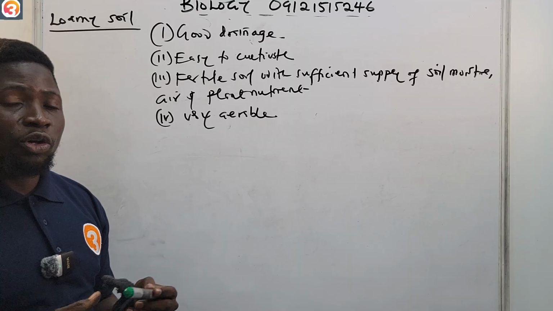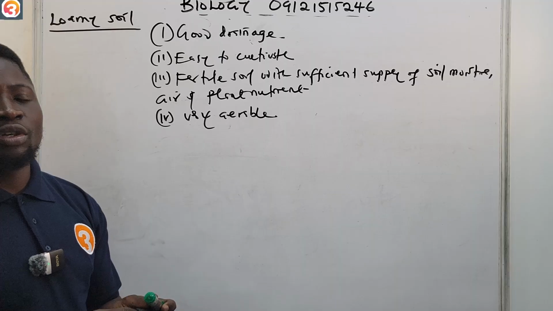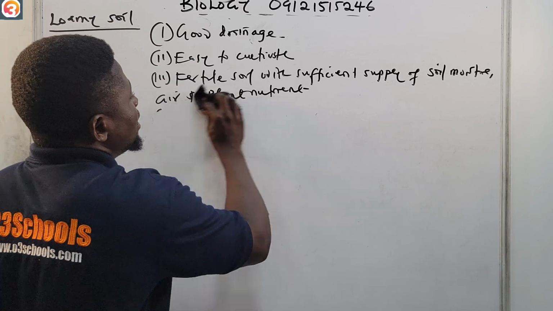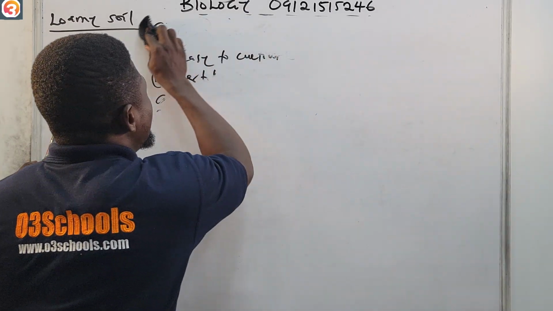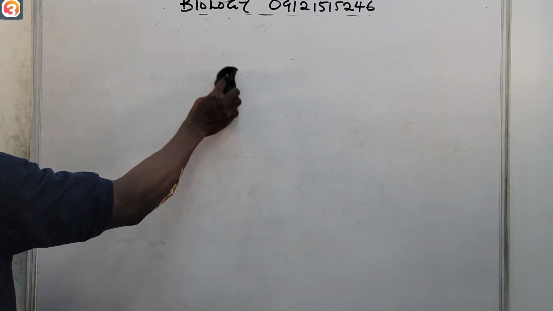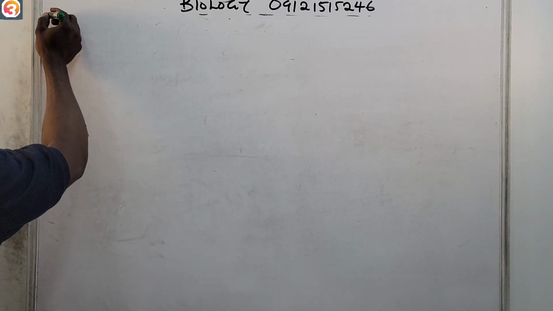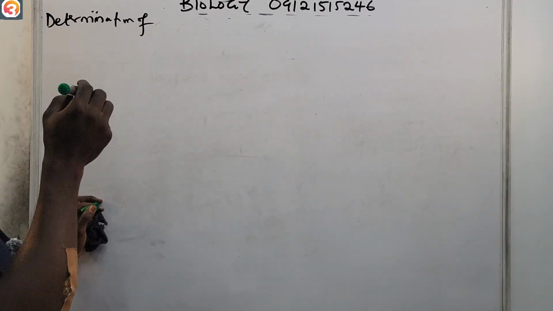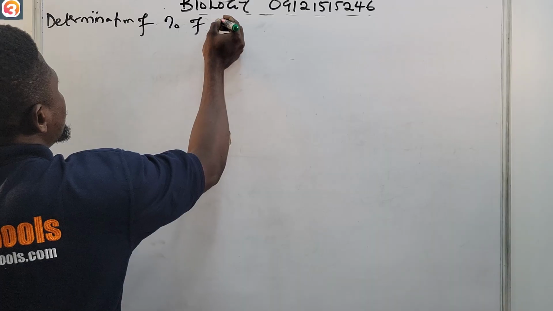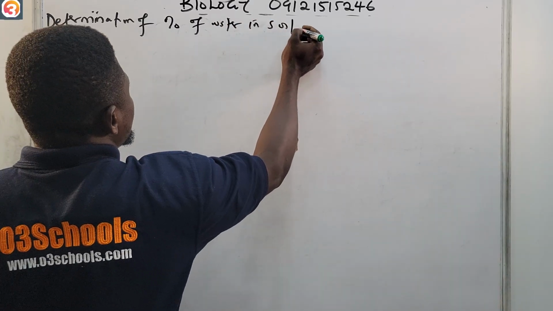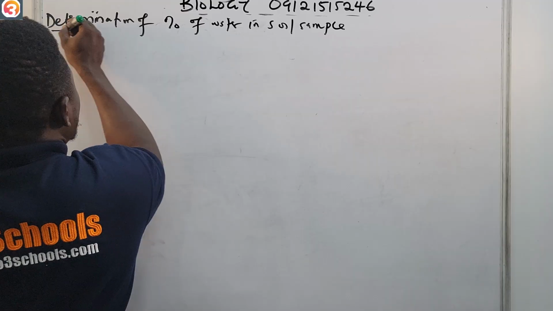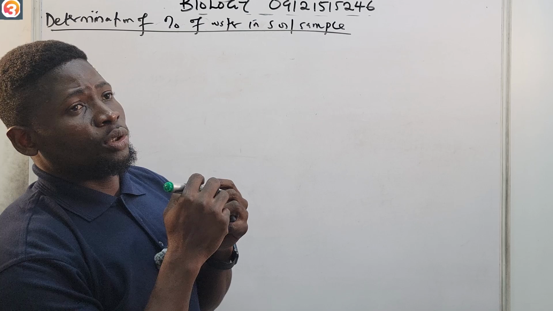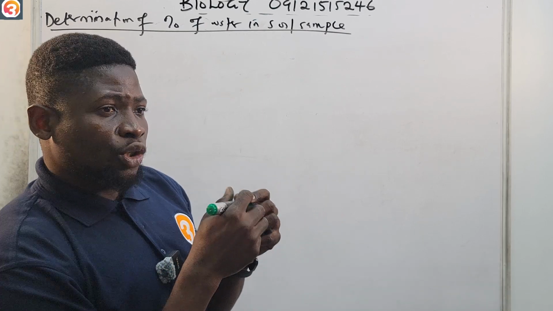Now let us quickly see how to determine the percentage of water in a soil sample. Determination of percentage of water in soil sample. If you want to determine it, it's very, very easy. You take a dish and weigh the dish.